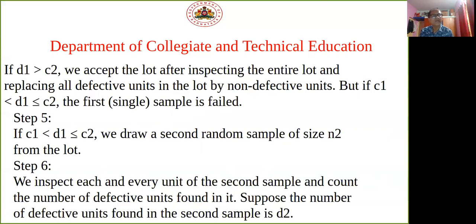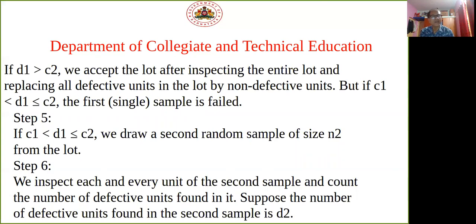Here, if D1, the number of defectives in the first sample, is more than the acceptance number C2, then we come to the conclusion that there will be an agreement between the customer and the producer stating that the producer will inspect the whole lot and replace all the defective units with non-defective units.